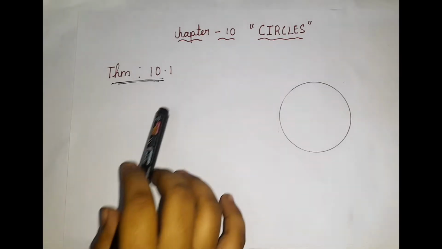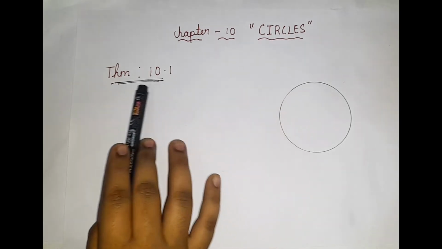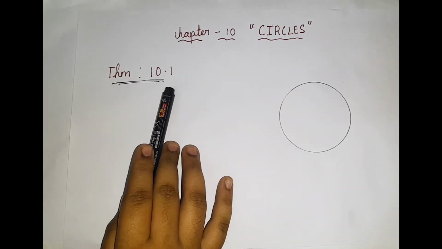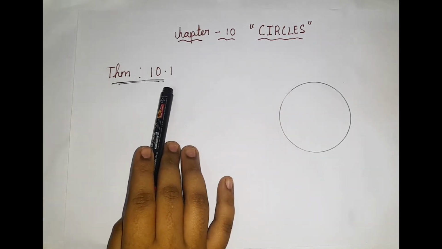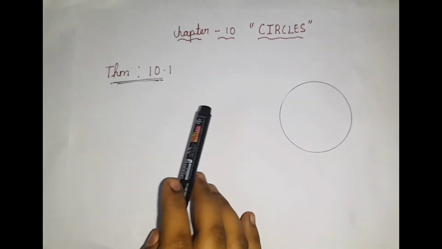Today we are going to be learning chapter 10 Circles. In this chapter, we are going to be solving theorem 10.1. This is really an important theorem. In this theorem we are going to be writing the statement, given values, construction, what we are supposed to prove, and of course the proof. Okay, so now let us solve it.